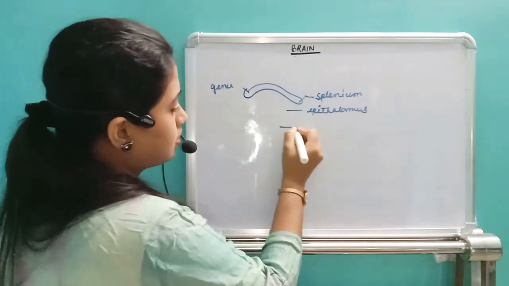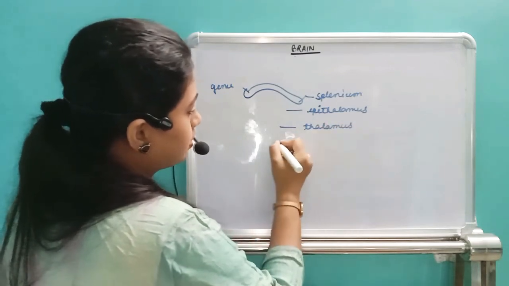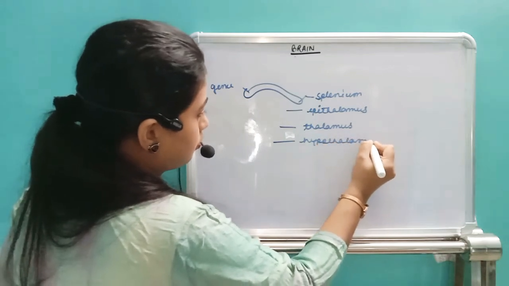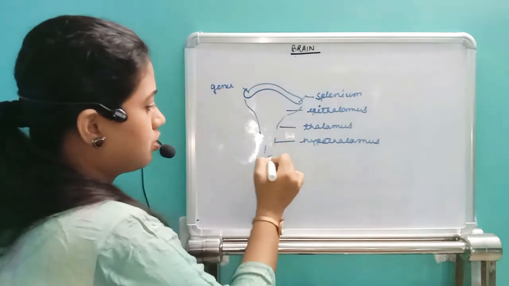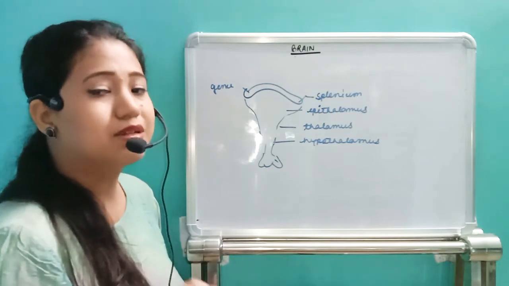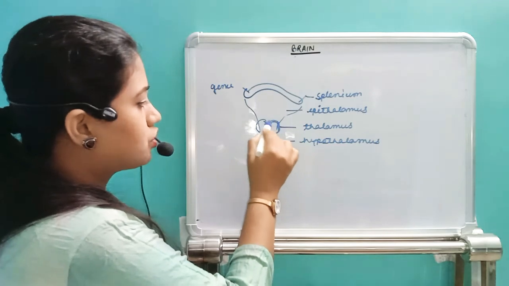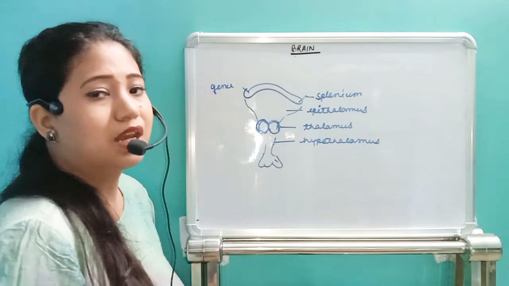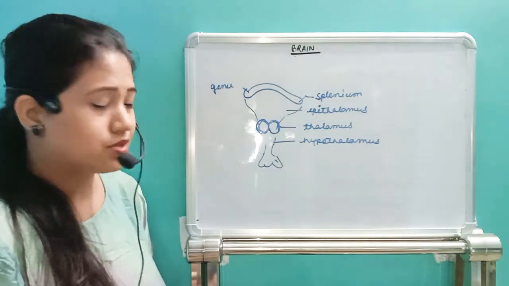Okay, second one, this is called the thalamus, and the last part is called the hypothalamus. So the diencephalon has three parts: epithalamus, thalamus and hypothalamus. Here are the two large lobes we have. These are called the thalamic nuclei, and these thalamic nuclei are present in this region of the thalamus.